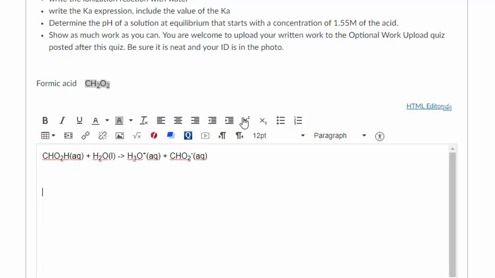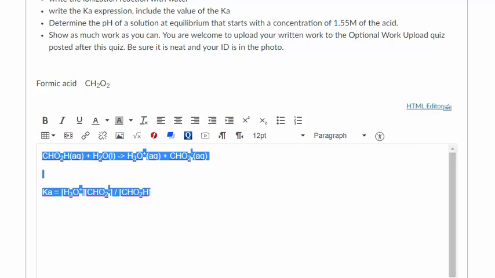So the Ka expression is going to be the concentration of my products, and I'm just going to copy and paste these here. That'll make it a little bit faster. Concentration of my products, I'm going to leave the aqueous off, however, and the concentration of my reactants. Remember that water does not go in the Ka expression. So there's my Ka expression. So now determine the pH of a solution at equilibrium that starts with a concentration of 1.55 moles of acid. So I'm going to take this over to my work area.